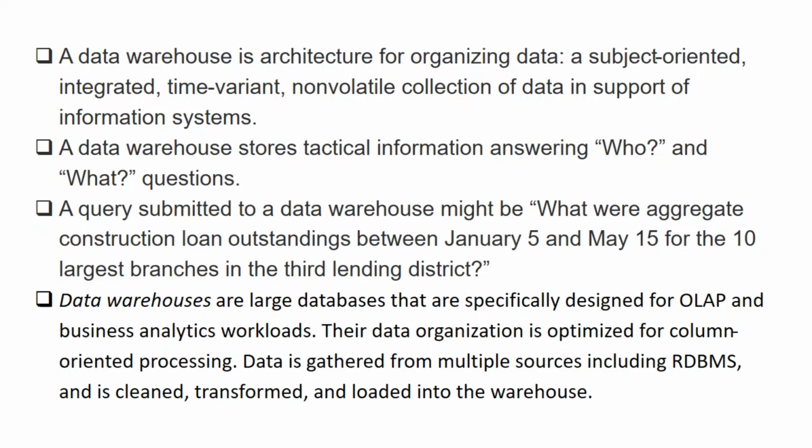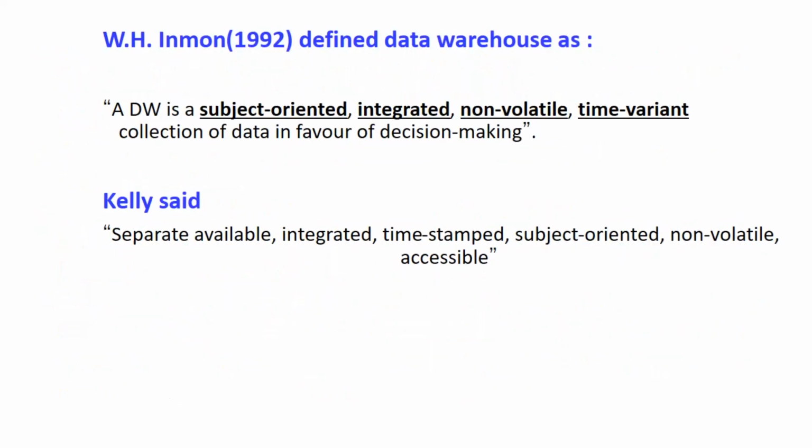So a query submitted to data warehouse might be: what was the aggregate construction loan outstandings between January 5 and May 15 for the 10 largest branches in the third lending district. Now, this is just an example of a query, and this is what information we get from a data warehouse. So, data warehouses are large databases that are specifically designed for OLAP and business analytics workloads. The data organization is optimized for column-oriented processing. Data is gathered from multiple sources, including relational database management systems, and is cleaned, transformed, and loaded into the warehouse.